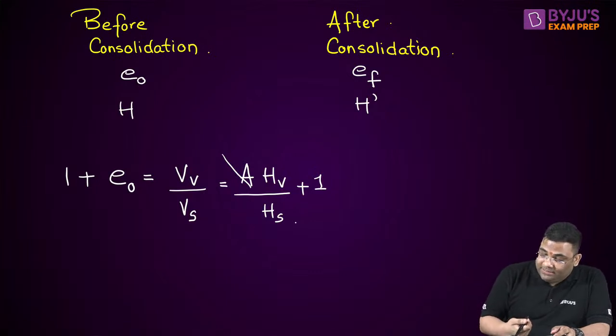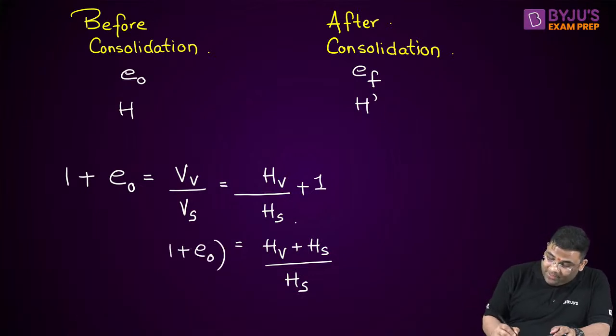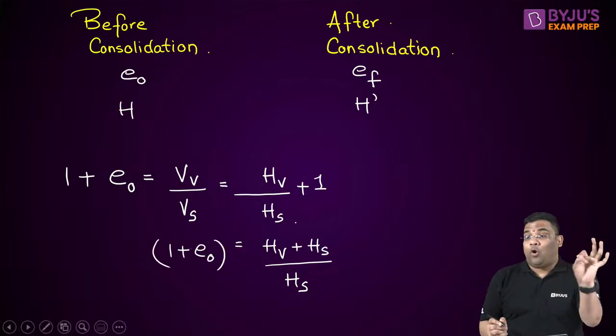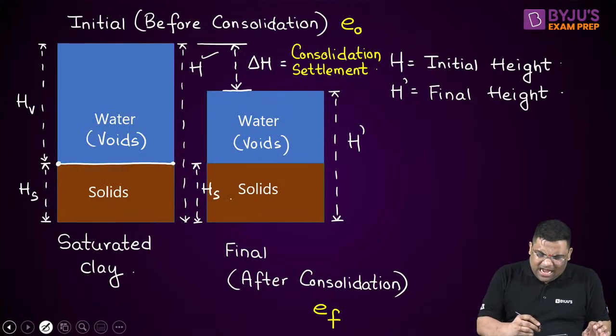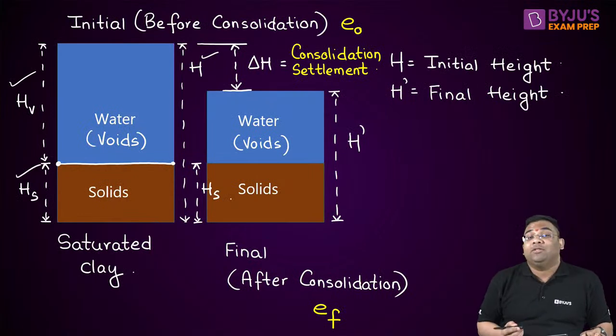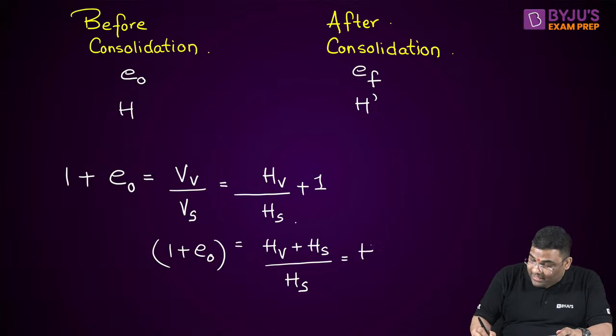So I can erase this. I'm getting what? You can see this is height of voids plus height of solids by height of solids. This is equal to 1 plus e naught. Now tell me, this height of voids and height of solids, is it total height? Yes. Height of voids plus height of solids is what? It is the total void, so total height. So I can write down this as what? H by height of solids.